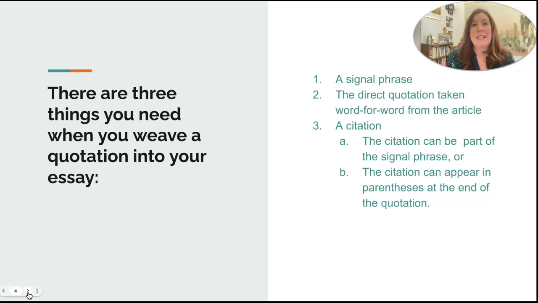Lastly, of course, you need a citation. We also sometimes call this source attribution. So you just need to tell where the source is from. The citation, you'll see, can happen in 2 ways. You can have it be a part of that signal phrase up front. You know, I could say, according to Lisa Moore in her article, How to Teach Writing. Okay, it could be in the signal phrase, or it can appear parenthetically, in parentheses, at the end of the sentence.